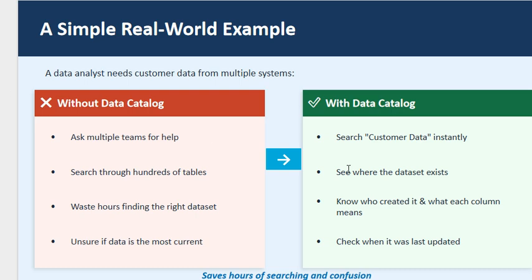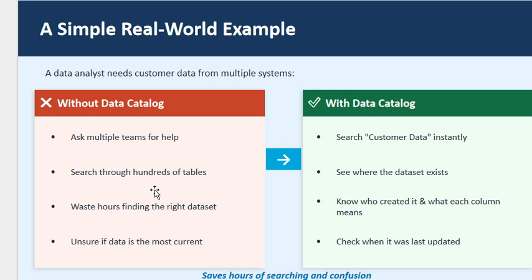A simple real-world example: a data analyst needs customer data from multiple systems. Let us suppose you don't maintain any data catalog, what happens? And if you maintain a data catalog, what happens? If you don't maintain a data catalog, teams will ask the same information multiple times, search through hundreds of tables, waste hours finding the right data set, and be unsure if the data set is the most current or not.